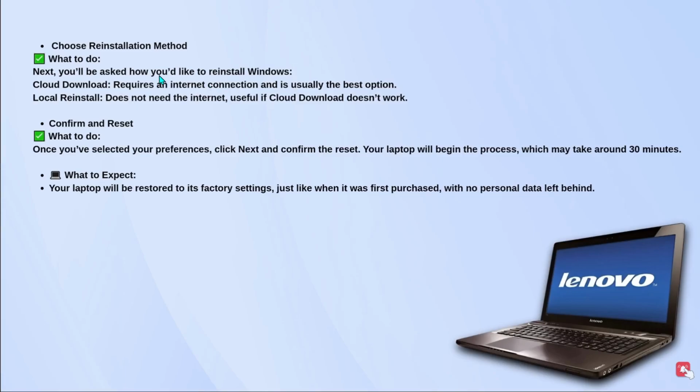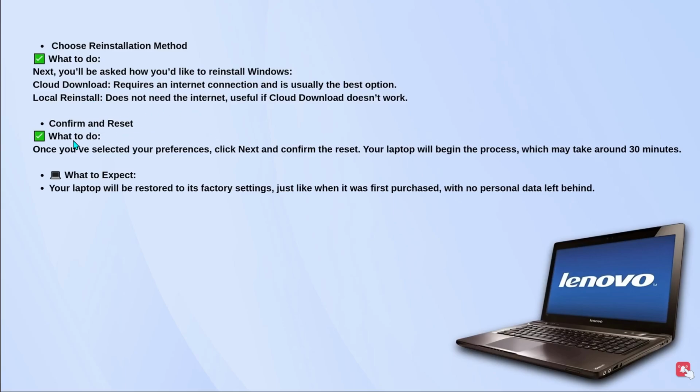You can choose Cloud Download, which pulls a fresh copy from the internet, or Local Reinstall, which uses the files already on your laptop. Both work, but the local option is convenient if your connection isn't stable. The Cloud Download is great if you want the very latest version of Windows without having to manually update later. After choosing the method you prefer, click Next and confirm.